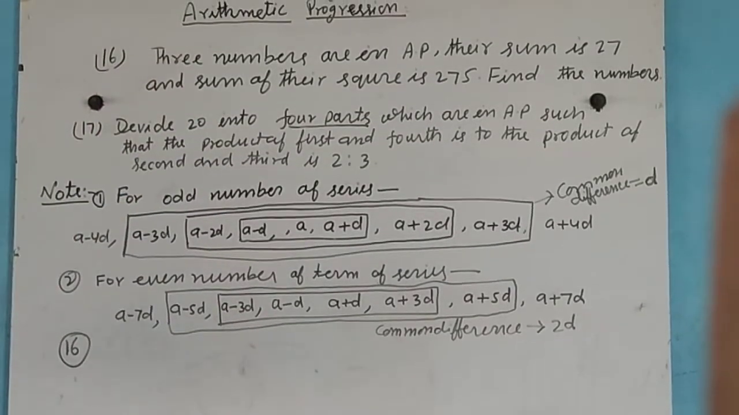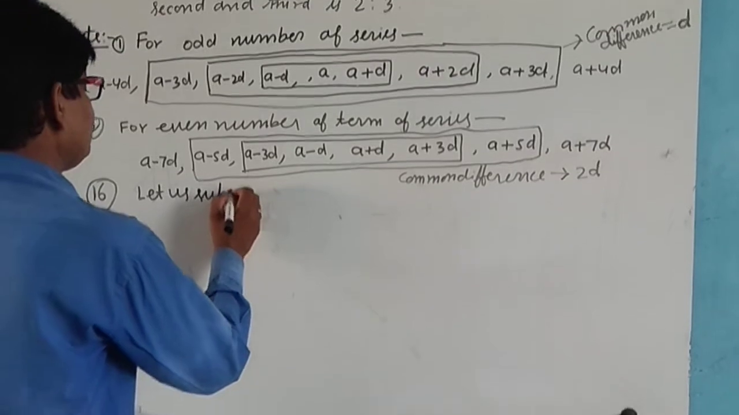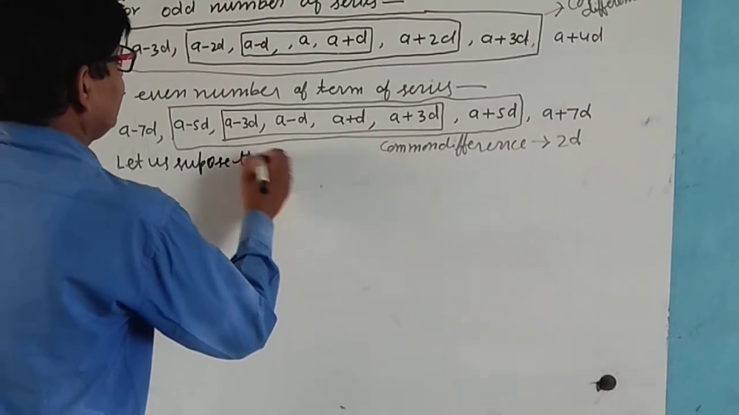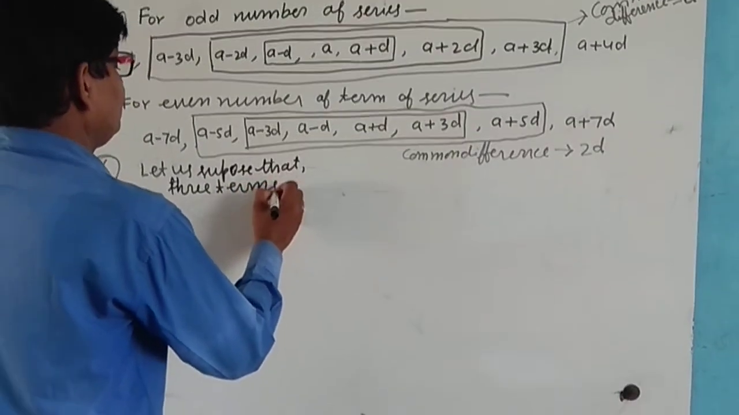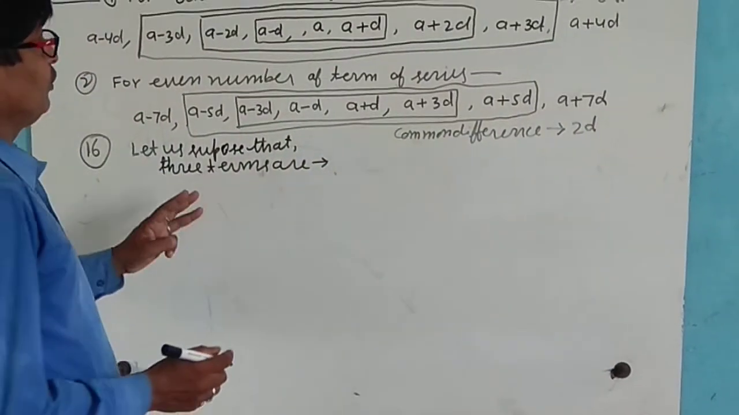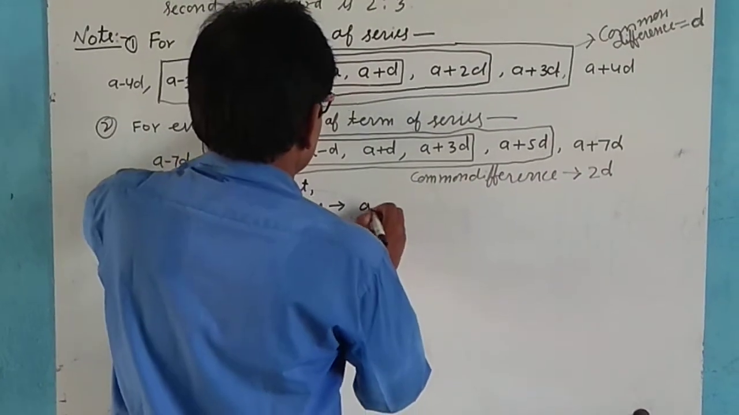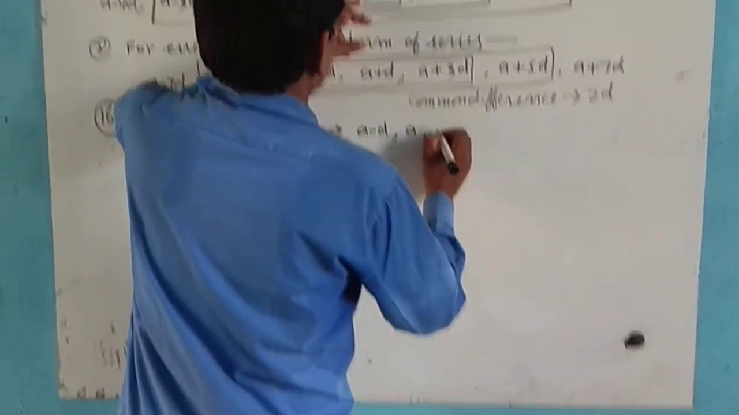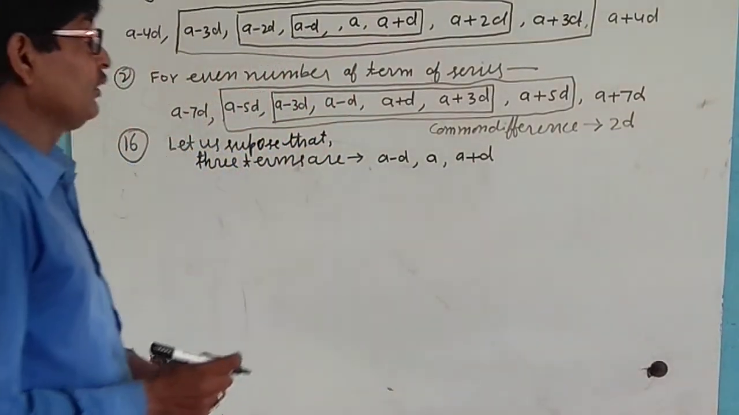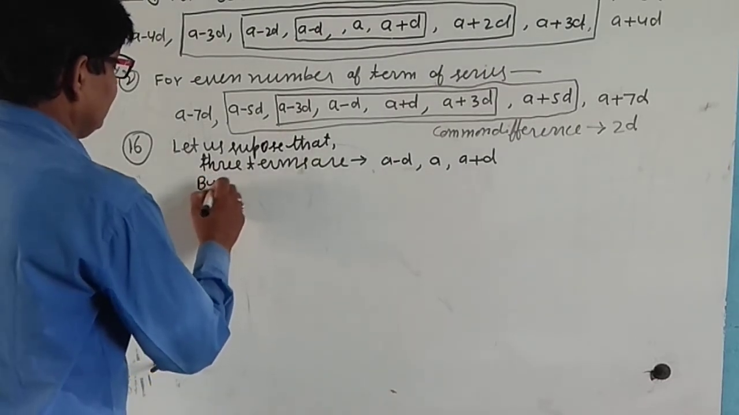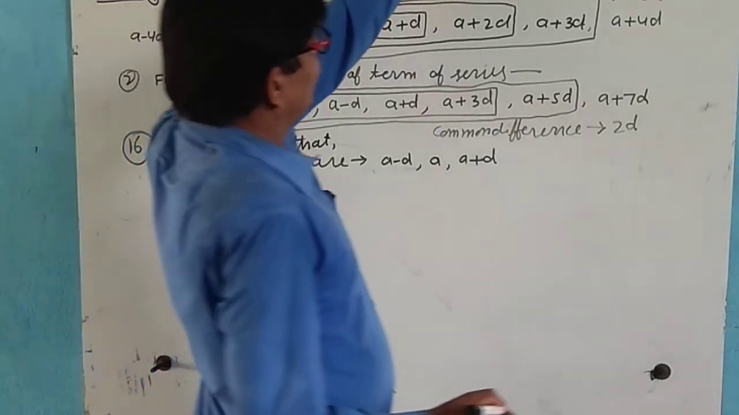Three terms are in AP. Let us suppose that the three terms, odd terms, are A minus D, A, and A plus D. These are the three terms. By the question, three terms are in AP.